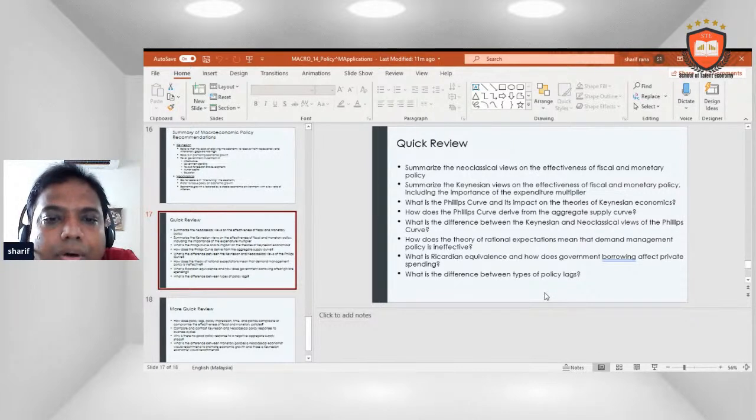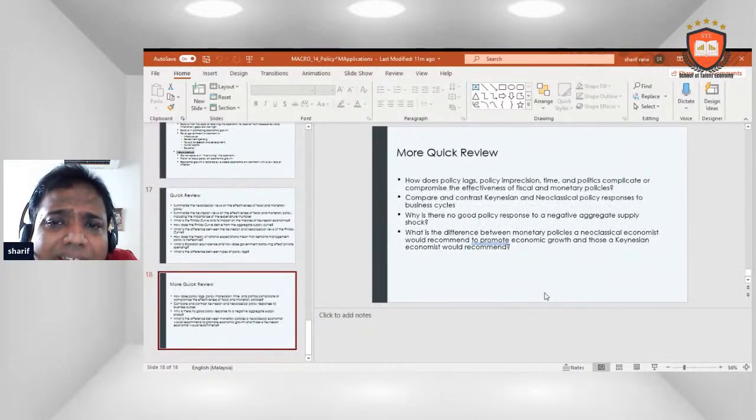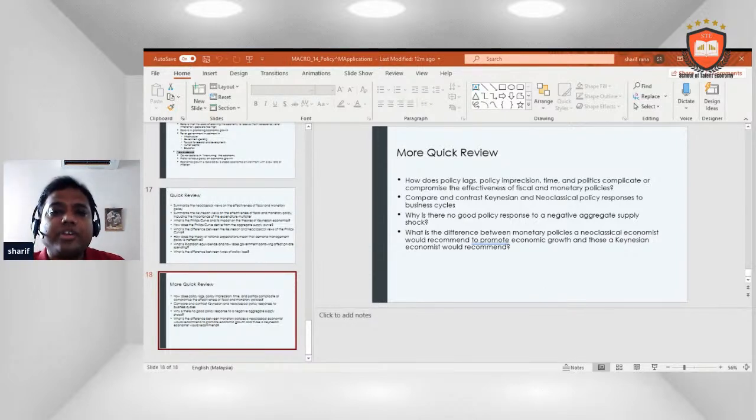What is Ricardian equivalence? How does government borrowing affect private spending? What is the difference between types of policy lag? How do policy lag, policy implementation time and policy complications compare in Keynesian and neoclassical policy? What if there is no good policy response to a negative aggregate supply shock? What is the difference between the policies neoclassical economists would recommend to promote economic growth and what Keynesian economists would recommend? So these are highly effective and efficient points.